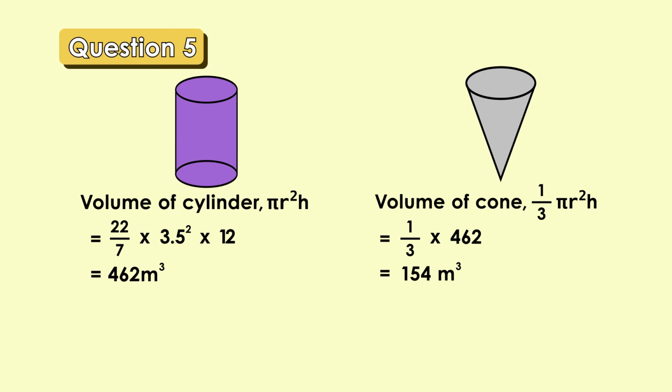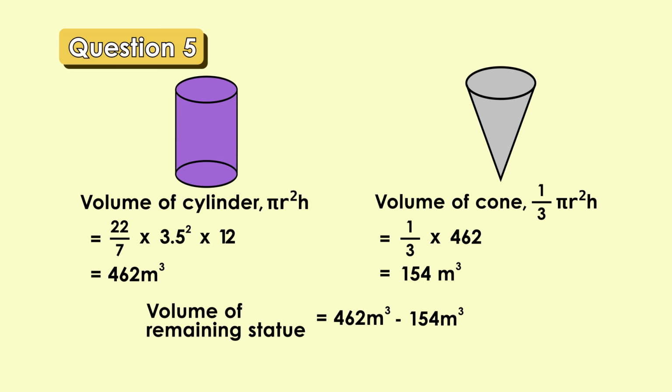Since the cone is removed from the cylindrical statue, we minus the volume of the cone from the volume of the cylinder to find the volume of the remaining statue. 462 cubic meters minus 154 cubic meters. Hence, the volume of the remaining statue is 308 cubic meters.